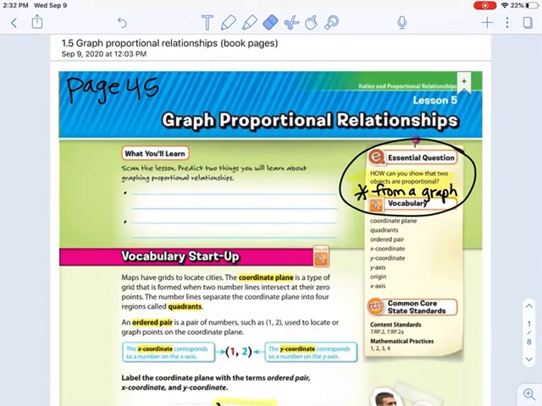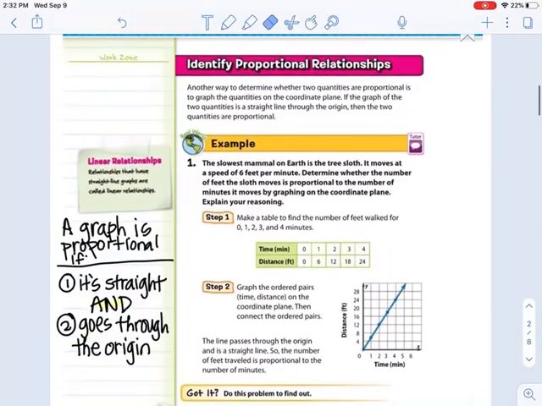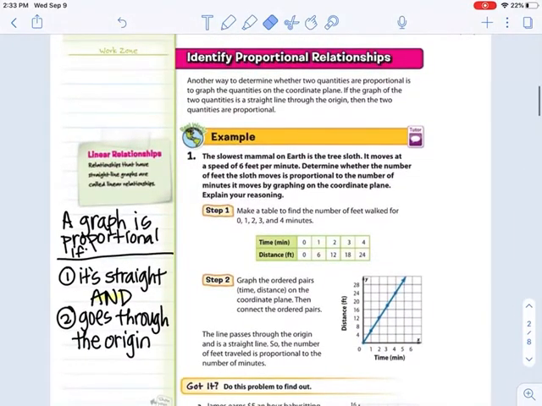So in this lesson, you are going to be learning how to determine from a graph if a relationship is proportional. And this lesson starts on page 45 in your math book. So go ahead and turn to page 46, and on the left-hand side, copy down the information that I have.